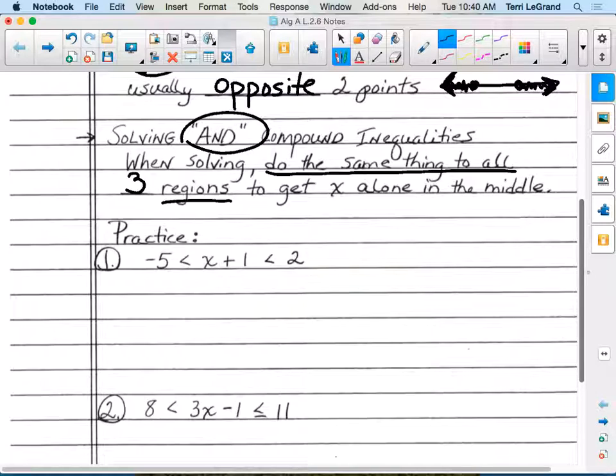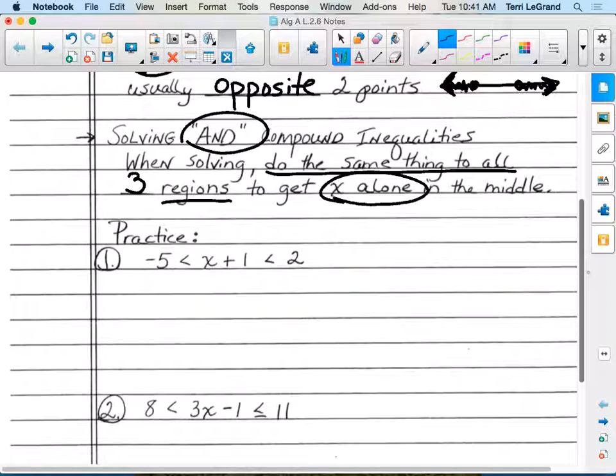There's going to be three kind of like sides, which we're typically used to solving equations and inequalities where there are two sides. This is going to have regions, and there are going to be three of them. And our goal is to get x alone in the middle. So we need x alone in the middle. Our goal is still to have x by itself. It's just not going to be on one side or the other. It's going to be in the middle this time.